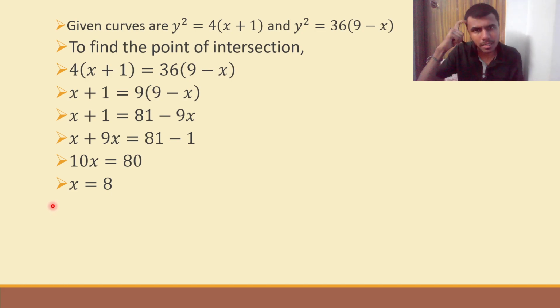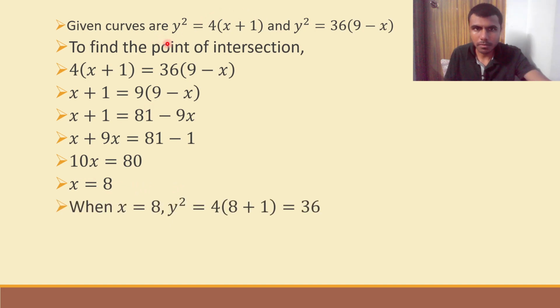x is 8. Now put x as 8 in any one of the two equations. Let's put it in the first curve. So when x equals 8, y square will be nothing but 4 into 8 plus 1. What is 8 plus 1? 9. So 4 nines are 36. So y square is 36.